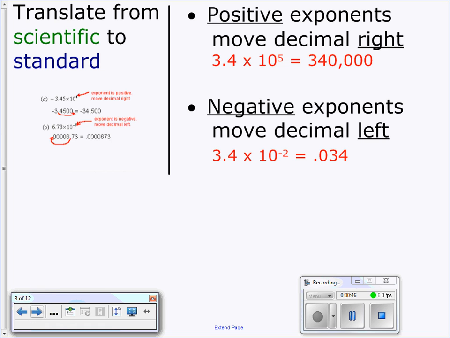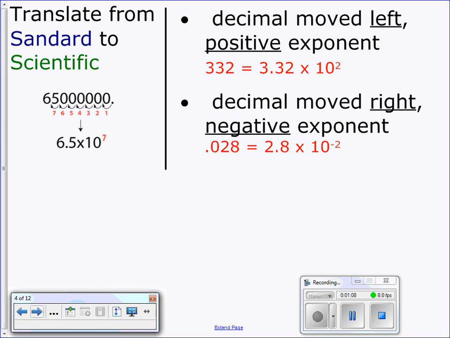So to translate from scientific to standard, positive exponents, you move the decimal to the right. So for example, 3.4 times 10 to the 5th, we move that decimal 5 places to the right. If it's a negative exponent, we move to the left. So 3.4 times 10 to the negative 2nd is 0.034.